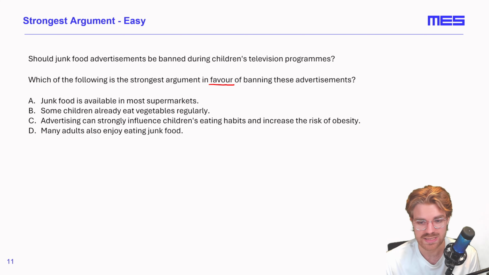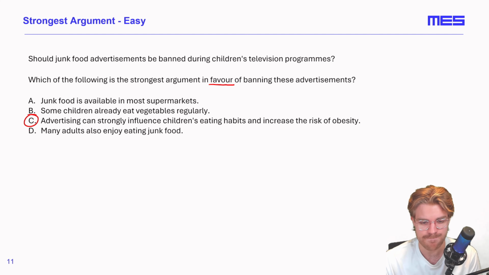B, some children eat vegetables regularly. This is perhaps irrelevant. Again, it's not relating to the advertisements. It's also quite a vague statement. Some children. We're not exactly talking about the larger group there. C, advertising can strongly influence children's eating habits and increase the risk of obesity. This is a strong argument. This is a supported argument with evidence such as increasing the risk of obesity, and it is relevant, directly referring to the advertisements. So C is our correct answer there.